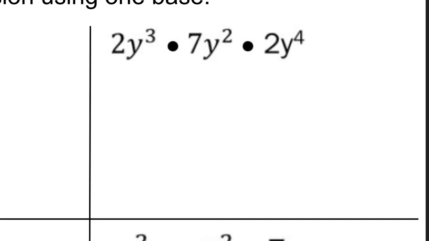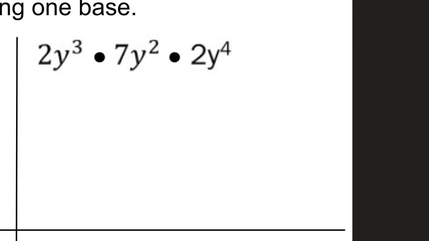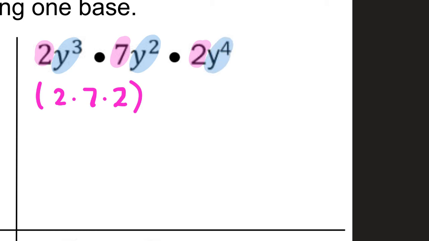For the next example, I'm again going to combine just the numbers by multiplying. So I have 2, 7, and 2. So I can write 2 times 7 times 2. Then I want to combine all the variables with like bases. So I'm going to combine all the ones that have y's. So I have y to the 3rd, y squared, y to the 4th. So I can write out y to the 3rd, y squared times y to the 4th.